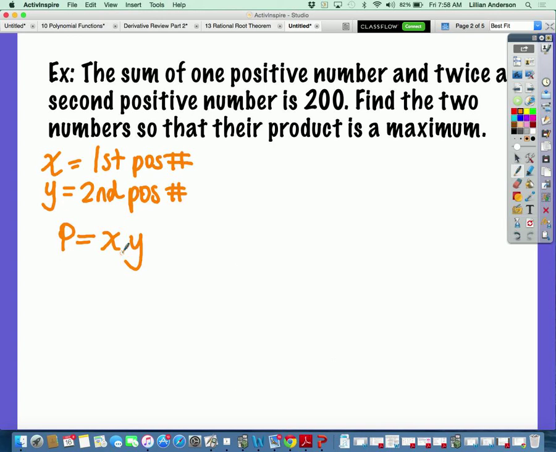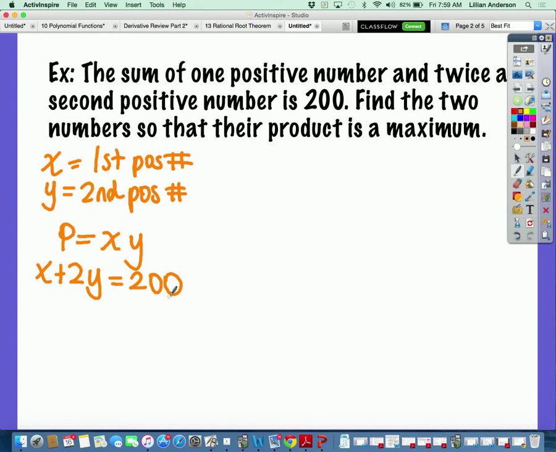Step 3 says to find the values that are sensible, or that make sense for this problem. Take a look: the sum of one positive number and twice a second positive number is 200. The only way we can maximize this is if we have the same variable, so we can't differentiate with two different variables. So I have a second equation: x plus 2y equals 200.